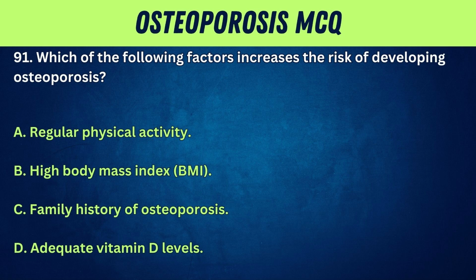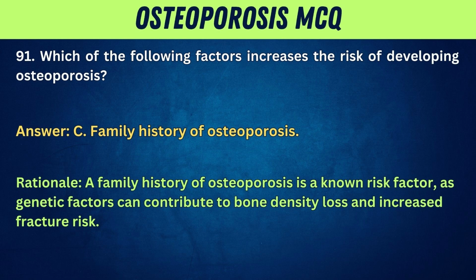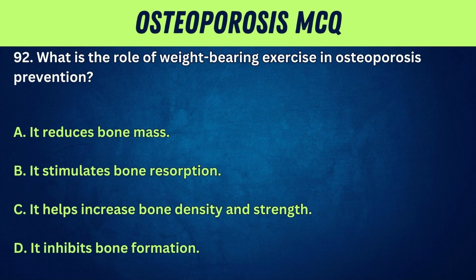A. Regular physical activity. B. High body mass index, BMI. C. Family history of osteoporosis. D. Adequate vitamin D levels. Answer: C. Family history of osteoporosis. Rationale: a family history of osteoporosis is a known risk factor, as genetic factors can contribute to bone density loss and increased fracture risk. 92.